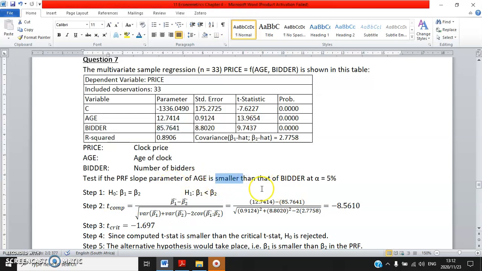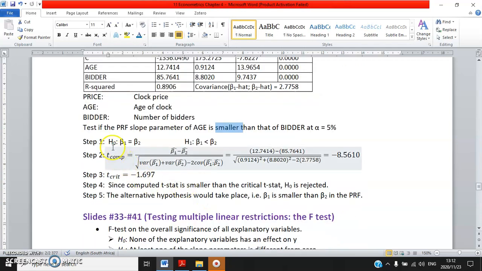So you spot the keyword "smaller than". Test if the PRF slope parameter of age is smaller than that of the bidder at alpha equals 5%. So the null hypothesis is B1 equals B2. Alternative hypothesis, B1 smaller than B2. Compute the t-stat. The numerator is easy, you substitute these two values.